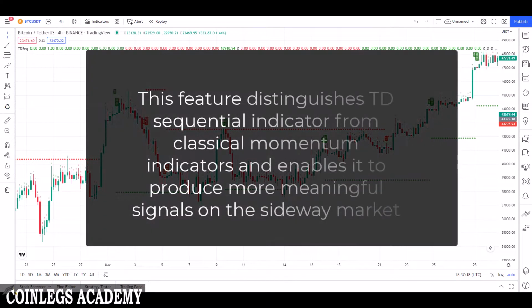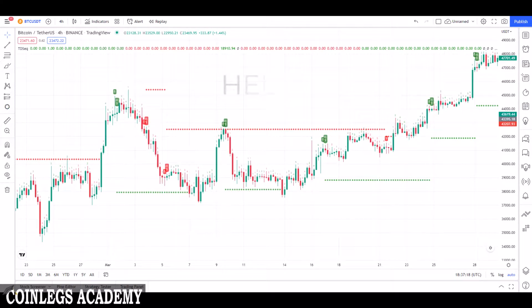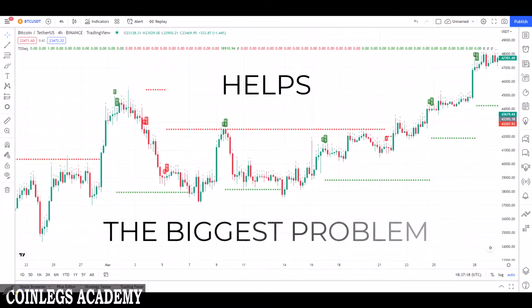This feature distinguishes the TD Sequential indicator from classical momentum indicators and enables it to produce more meaningful signals in the sideways market. And that helps. The biggest problem of indicators is that they cannot give proper signals when the market is moving sideways, but TD Sequential is a very useful indicator from this perspective.